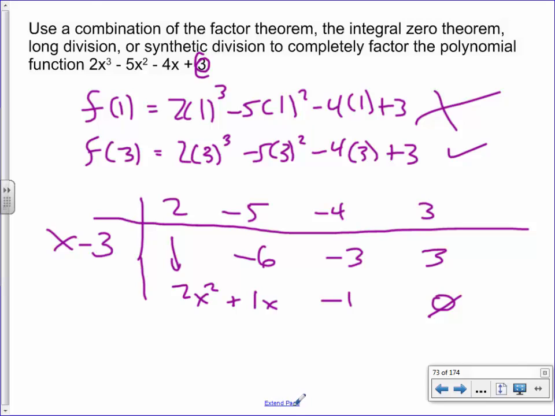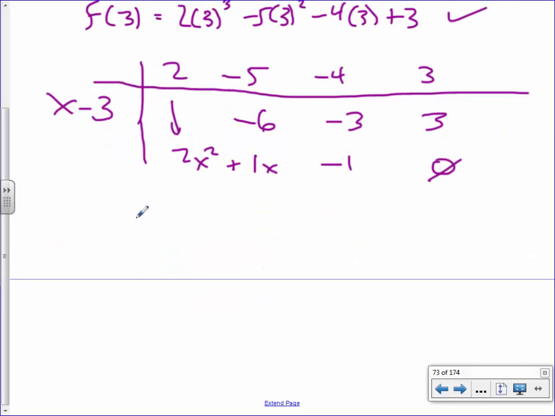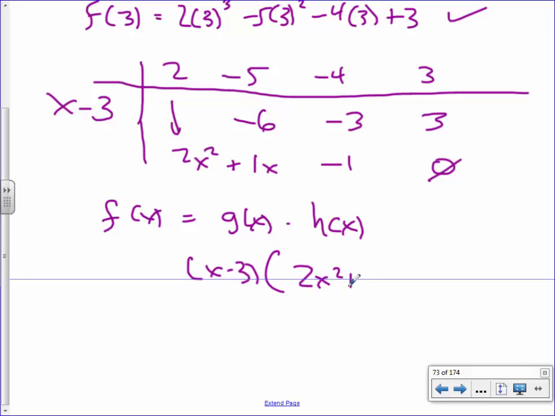Still with me? So what this means then is that our big function f of x can really be written now as g of x times an h of x. My g of x being the x minus 3, and the h of x being the leftovers, the 2x squared plus 1x minus 1. Am I done? Let's see whether we can try to break the h of x thing apart into more.